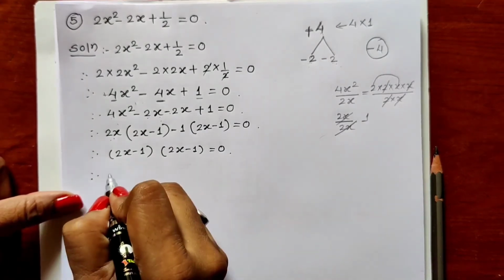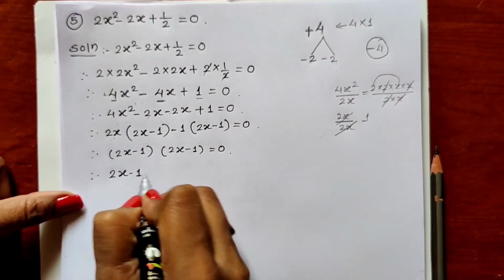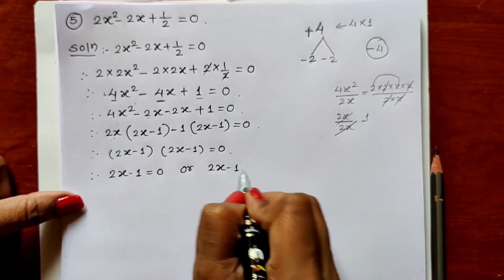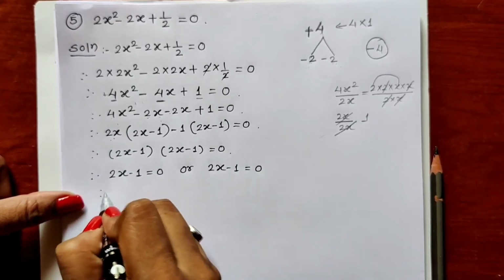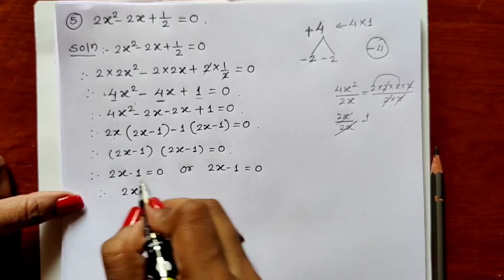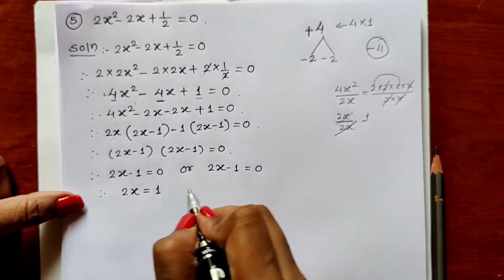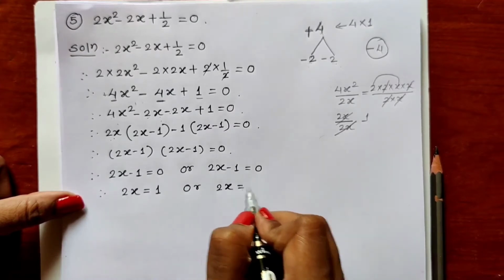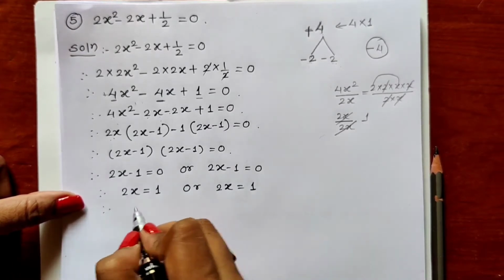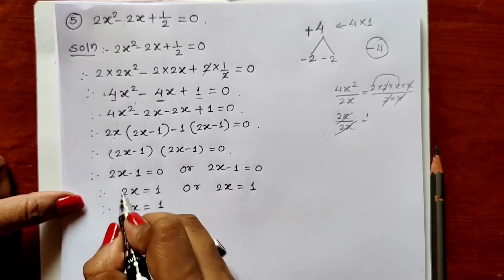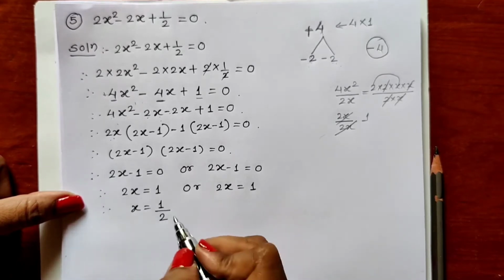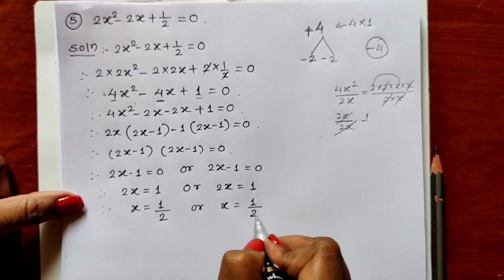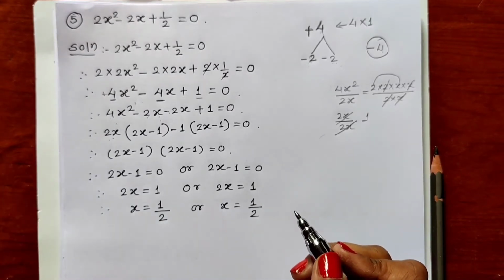Now what should be written? Therefore 2x minus 1 is equal to 0, or 2x minus 1 is equal to 0. Therefore 2x is equal to this minus 1, bring it on this side, it will become plus 1, or here also the same thing we will have to do, plus 1, and therefore x is equal to this 1. Bring this 2 on the right hand side, it becomes divide by 2, or x is equal to 1 upon 2. In this way we can solve this sum.